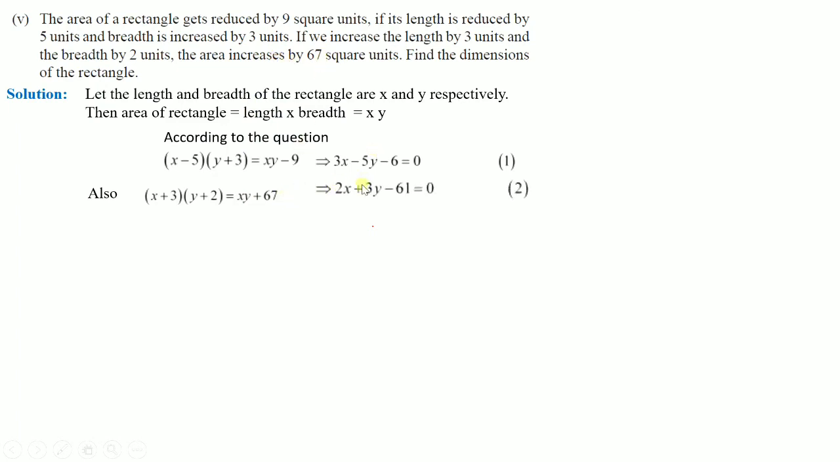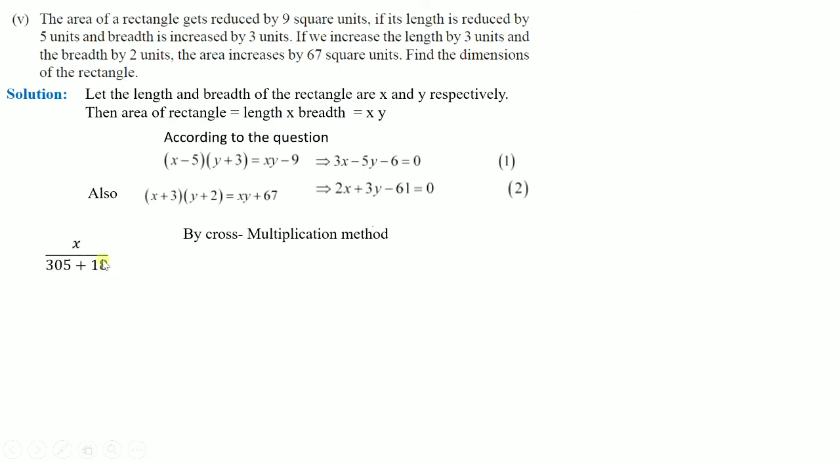Again, like the above relation, this xy cancels, so 3x, 2x plus 3y, and then plus 6, and then minus 67, so is equal to minus 61. This 67 is actually plus 67, it will go to that side, so minus 67, and 3 times 2, so plus 6, equals minus 61, so equals 0. Equation number 2. Now we are applying the cross multiplication method to solve these two.